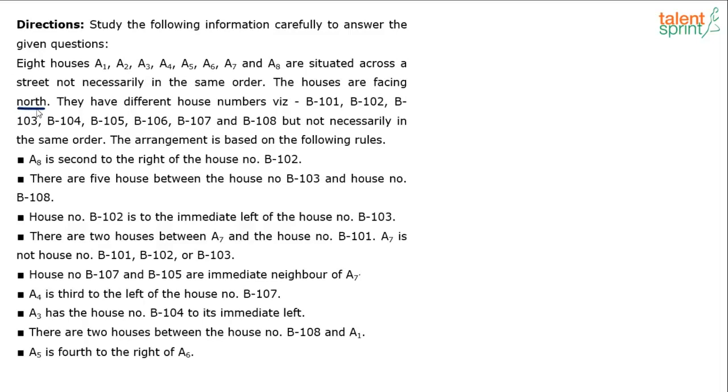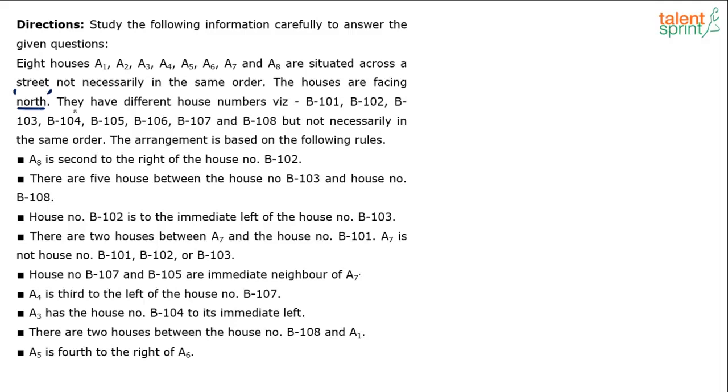Houses are facing north means what? Remember, in a linear arrangement, when a person or an object is facing north, left of that person or that object should be towards our left, and right of the person or right of that object should be towards our right. It will be opposite when the object or the person is facing south. So here it's simple, north. North means left is left and right is right.